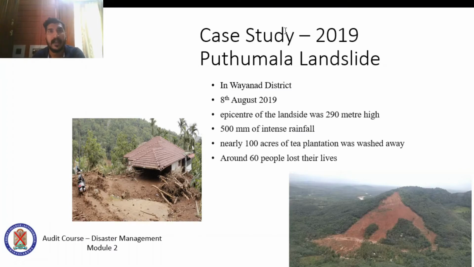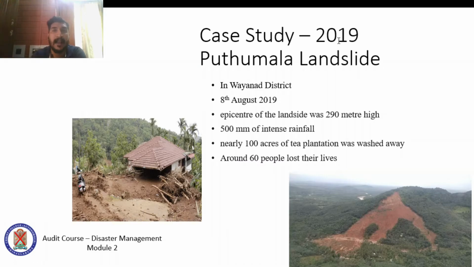The epicenter of the landslide was around 290 meters high on the mountain, which brought down 20 hectares of land, pushing into a distance of about 2 kilometers. The analysis of the rainfall data showed that in just a span of 24 hours before the landslide, the area received a tremendous amount of rainfall, recorded at around 500 millimeters of intense rainfall.